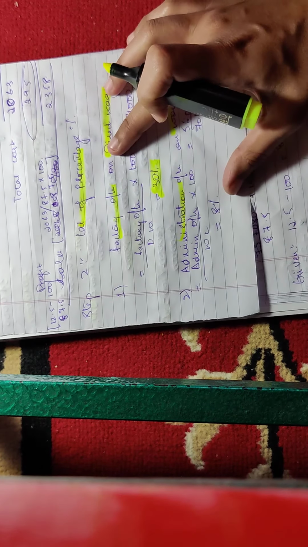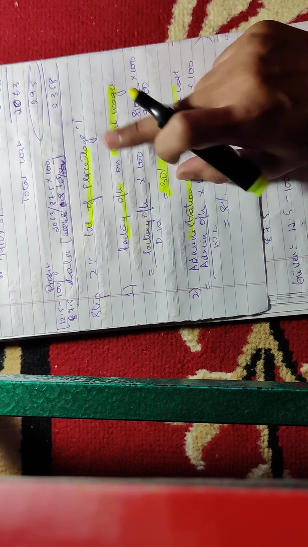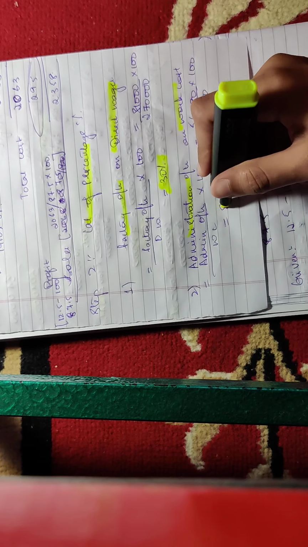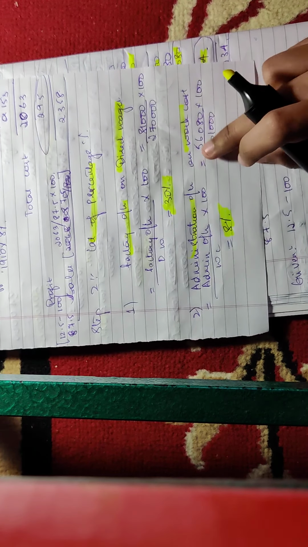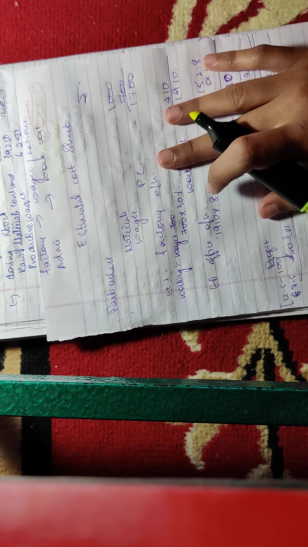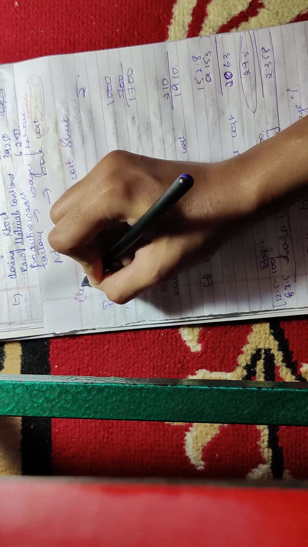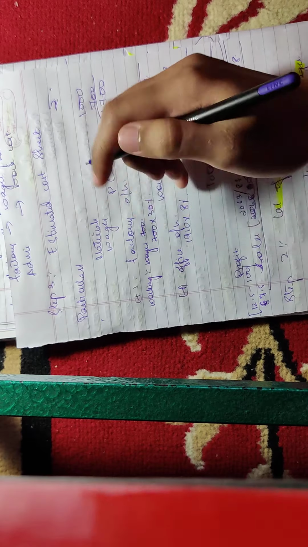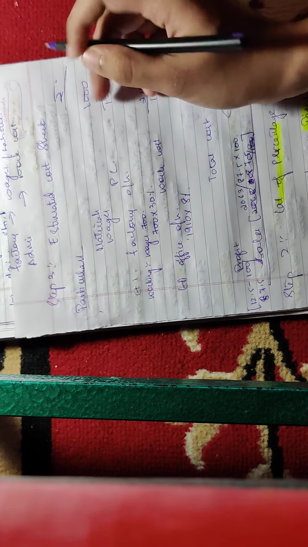Based on whatever information was asked, factory overhead on direct wages, administration on works cost, we calculated the percentage for the two. That is, factory overhead is 30% and administration overhead is 8%. Now let's move on to your step 3. Your step 3 is you will prepare your estimated cost sheet. Under your estimated cost sheet, put the same thing, that is particulars and total column.